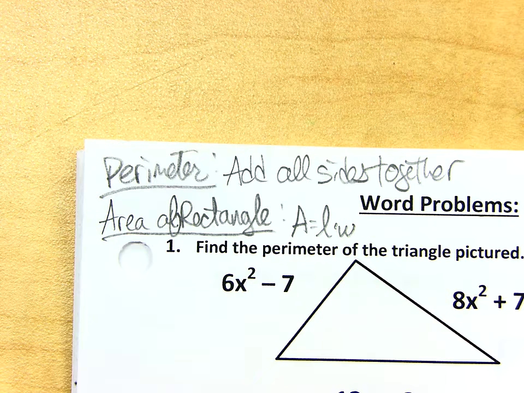That also applies for a square, right? Because isn't a square a type of rectangle? So you can just multiply the two sides together of a square.